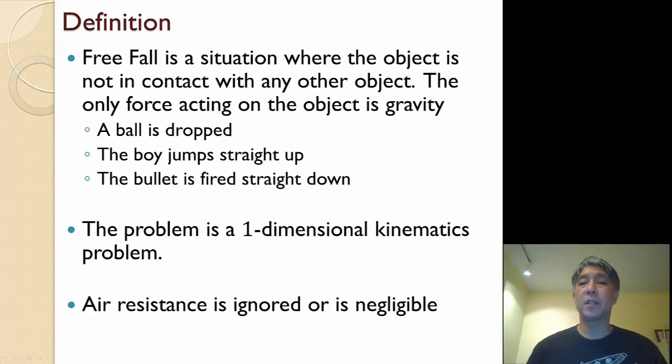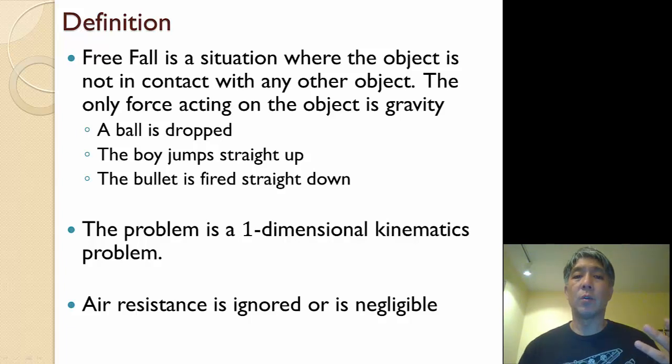So first off, free fall is a situation where the object is not in contact with any other object. It's not in your hand, it's not on a string, it's not coming out of a gun. The only force acting on the object is gravity. Examples of this are: I drop a ball, or I jump straight up, or I fire an arrow straight upwards. So this problem becomes nothing more than a one-dimensional kinematics problem.